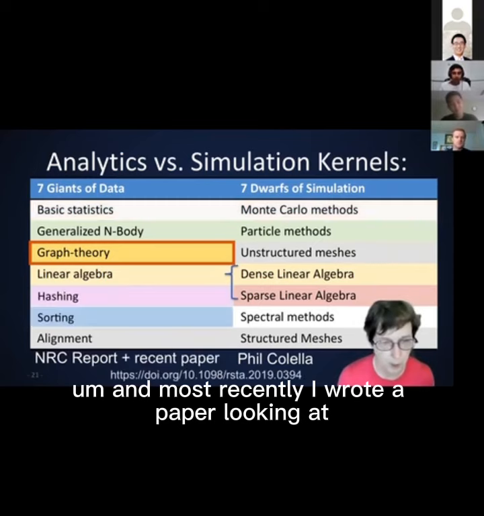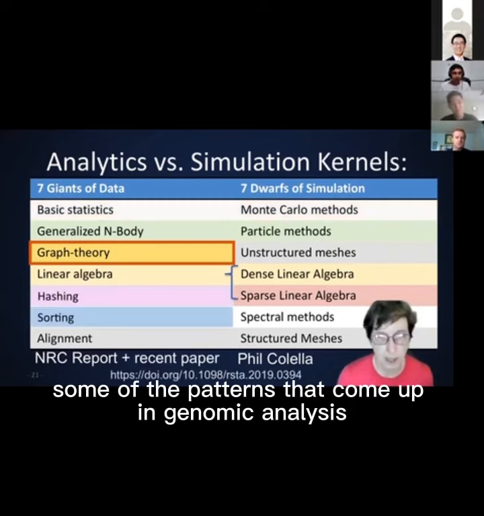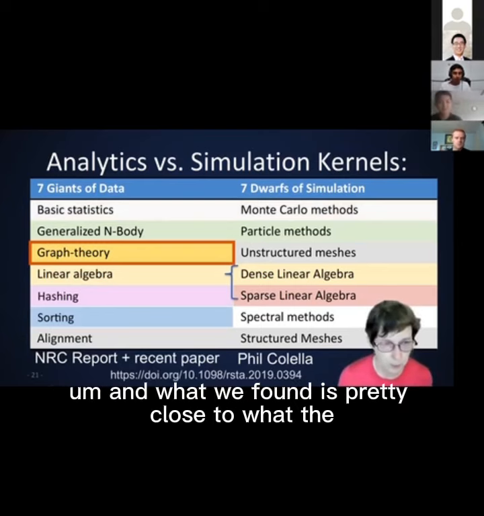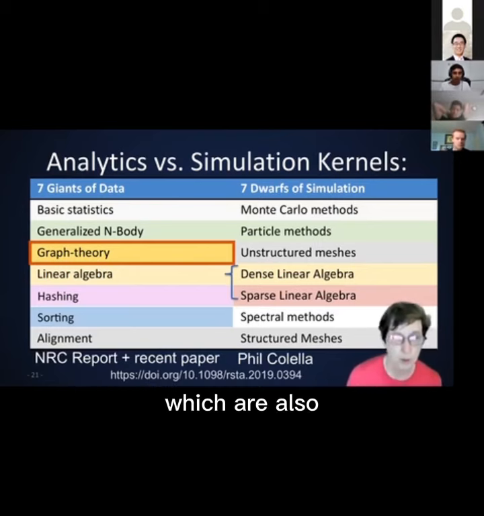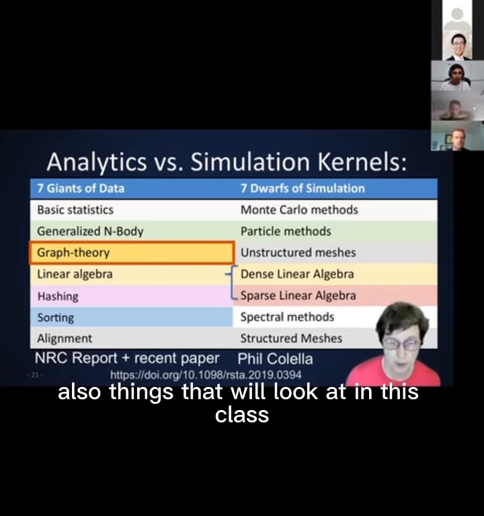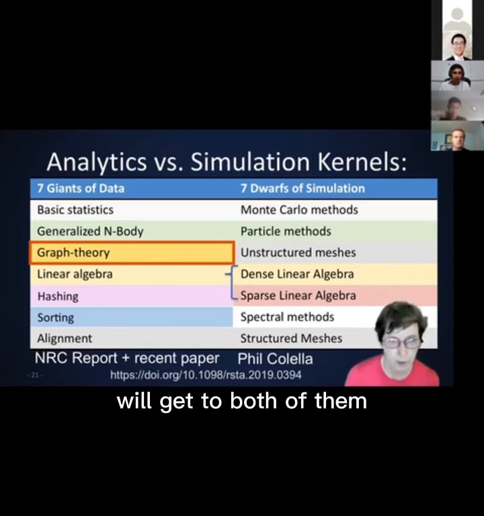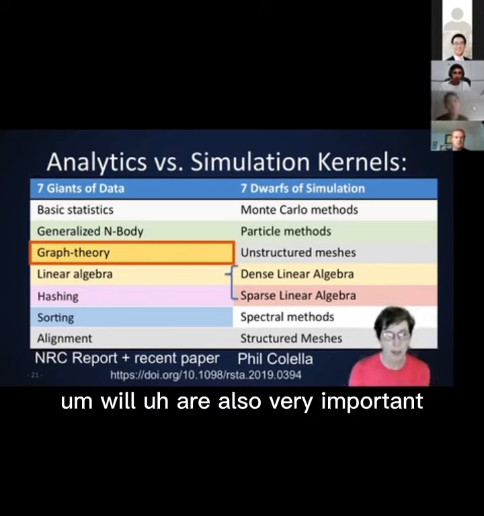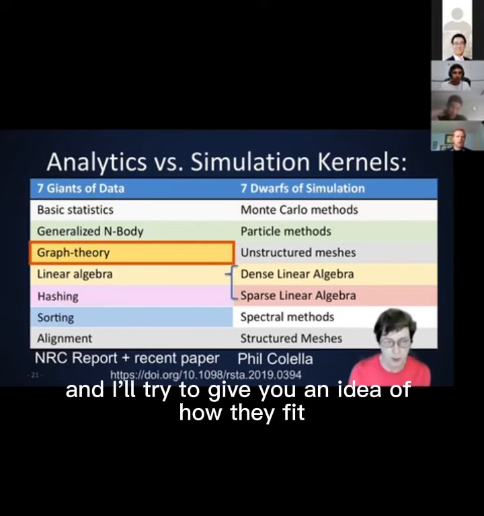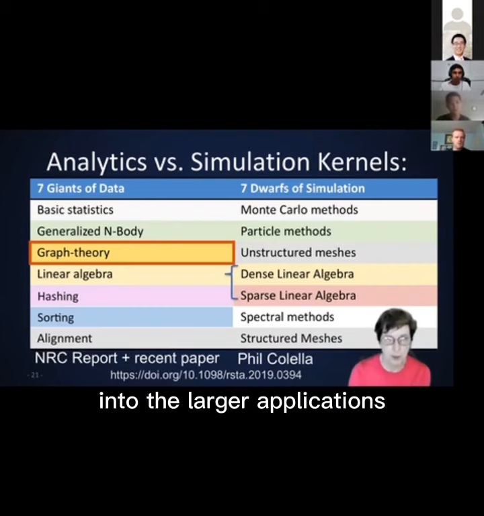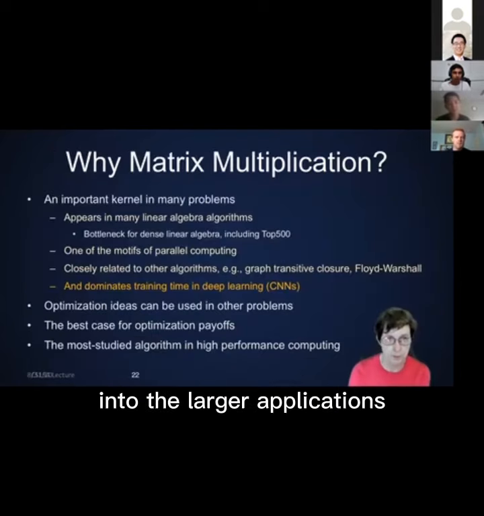And most recently, I wrote a paper looking at some of the patterns that come up in genomic analysis. And what we found is pretty close to what the National Academies group had, except I think that hashing and sorting, which are also things that we'll look at in this class, hopefully we'll get to do both of them, are also very important. So we'll look at some of these computational problems, and I'll try to give you an idea of how they fit into the larger applications.